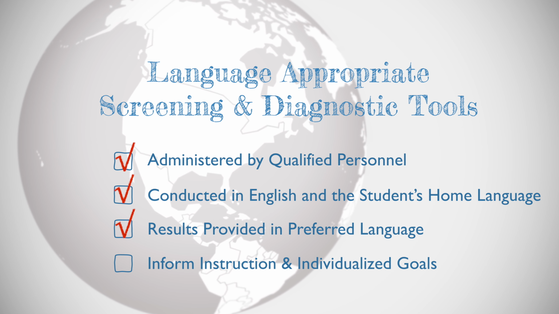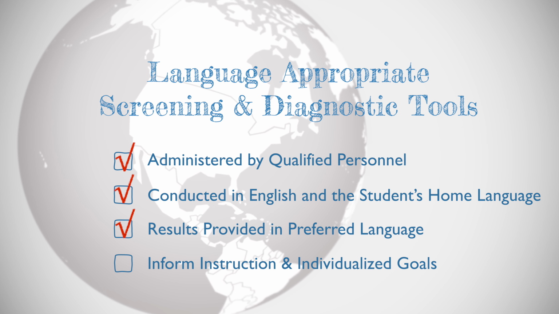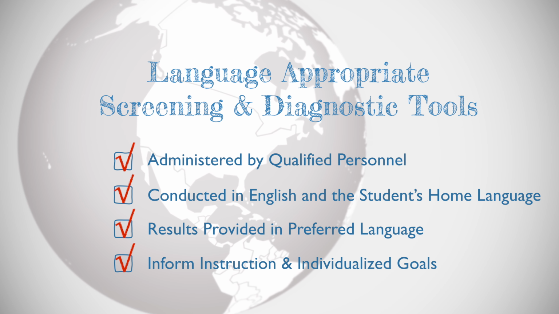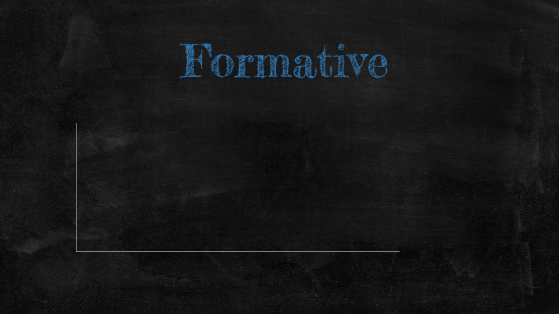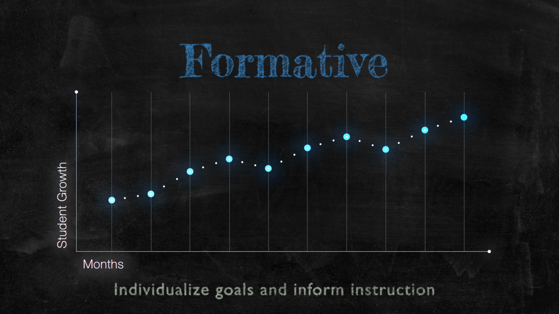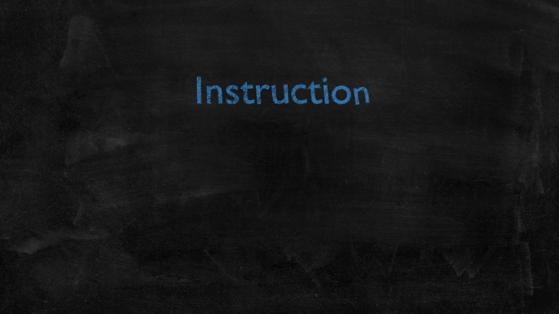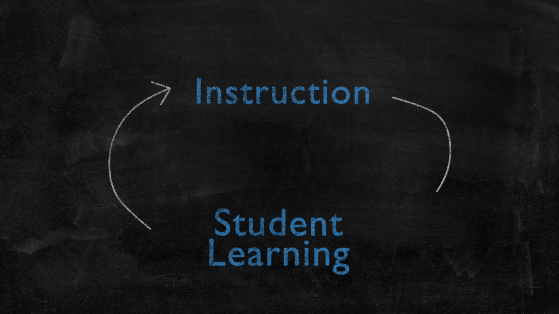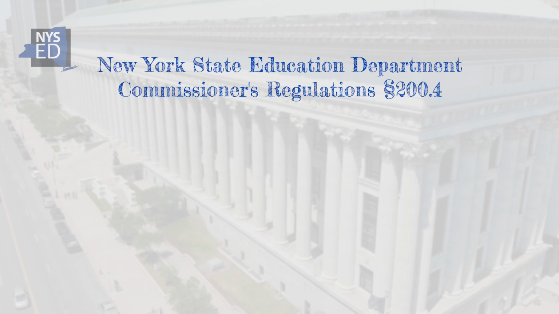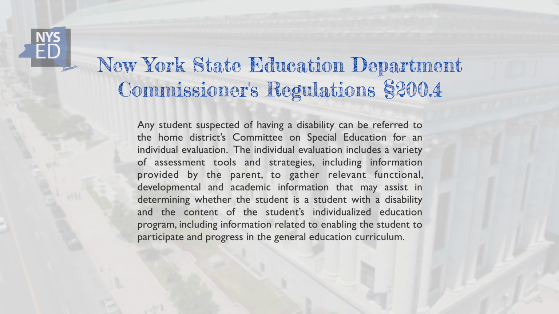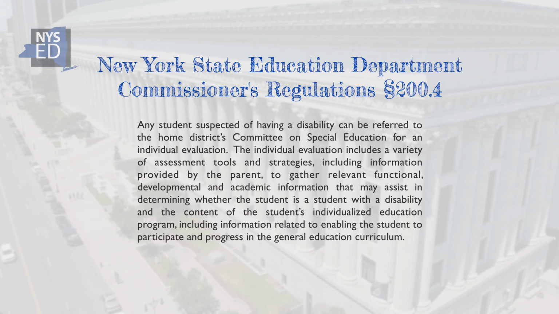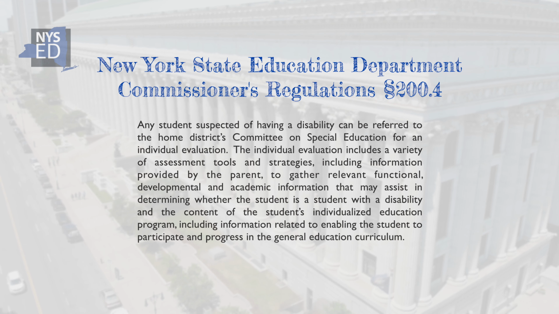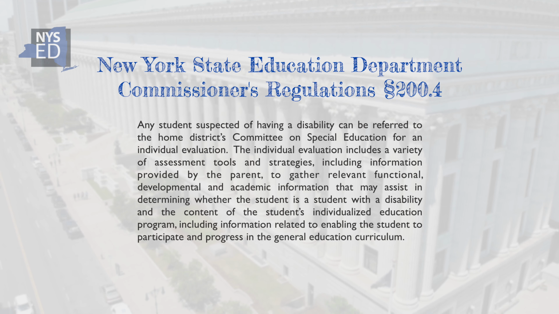Linguistically and culturally responsive formative assessment tools are used to inform instruction and individualize goals and learning experiences. Formative assessment is used to inform instruction and individualize goals and learning experiences. Data from ongoing formative assessment plays a key role in the instructional cycle, creating a feedback cycle between student learning and instruction. The New York State Commissioner's Regulation Part 200 requires that any student suspected of having a disability can be referred to the home district's Committee on Special Education for an individual evaluation.